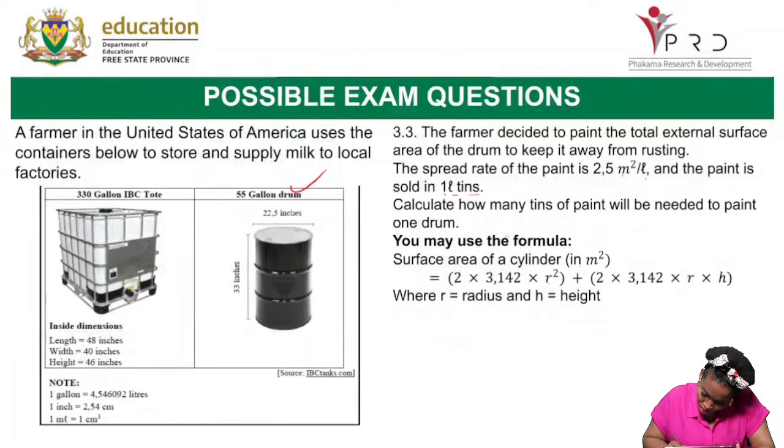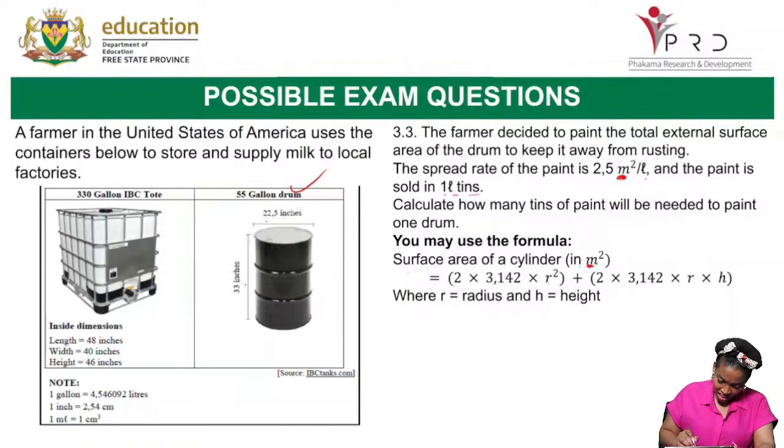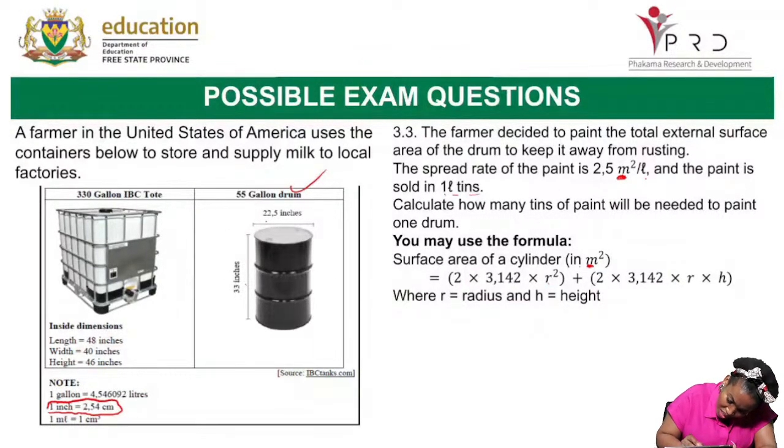They want us to calculate how many tins of paint will be needed. And the spread rate that they gave us is in square meters. It means that they want us to calculate the area in square meters, but the dimensions of our drum are in what? They are in inches. And the conversion factor that we have is between inches and centimeters. So let us do our conversion here.